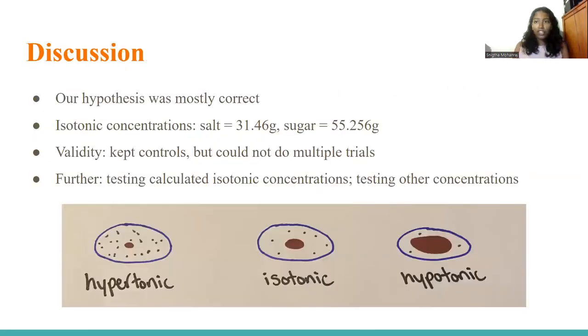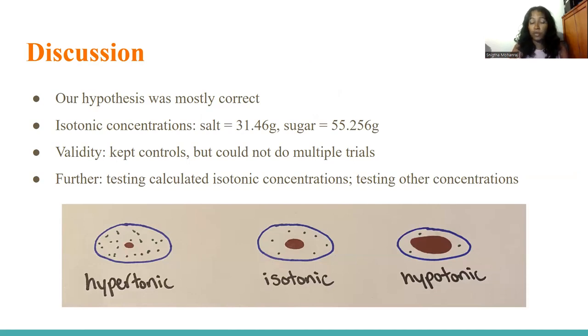So yeah, just to talk about this project, we were able to prove that our hypothesis was correct, and the isotonic concentrations that we found for salt was 31.46 grams, and for sugar, 55.256 grams. In this experiment, one of the biggest issues was the validity. We kept a controlled environment, but we unfortunately could not do multiple trials because of limitations in our time. But definitely for the future, if you're doing your own experiment, that's something you should keep in mind.